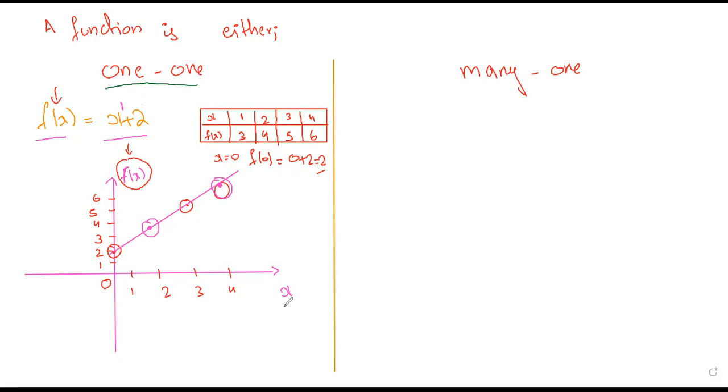This is the x-axis. Let's see. If this is my x, I will get this y. If this is my x, I will get this y. If this is my x, I am going to get this y. So what I'm trying to tell you is that for one x, I am getting one y. And now you will see for multiple x's, you will get one y.